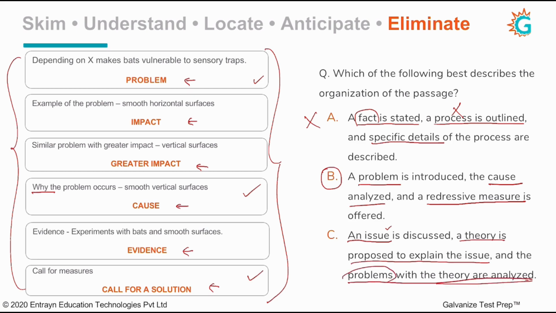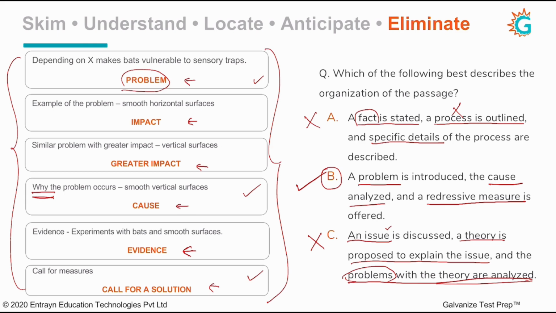Just because the word problem is there doesn't mean it's the same as this problem. We are not analyzing any theories, any problem with the theory. The passage does not talk about why the theory of how bats are being misled is wrong. It doesn't point to any gaps in this theory. The passage, in fact, accepts this theory. It accepts the cause as valid, and it even gives evidence for this cause. So do not fall for this trap. There is no analysis of the theory in this passage, right? So C cannot be the answer, and therefore B is the correct answer.